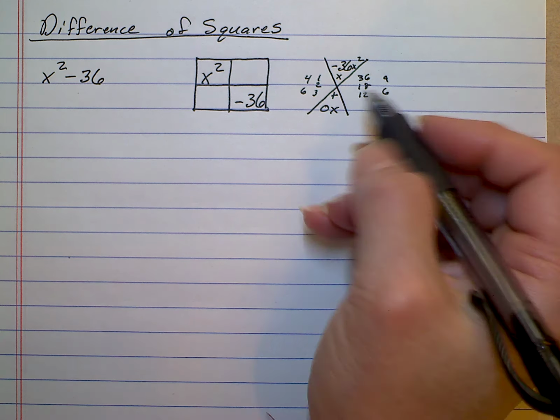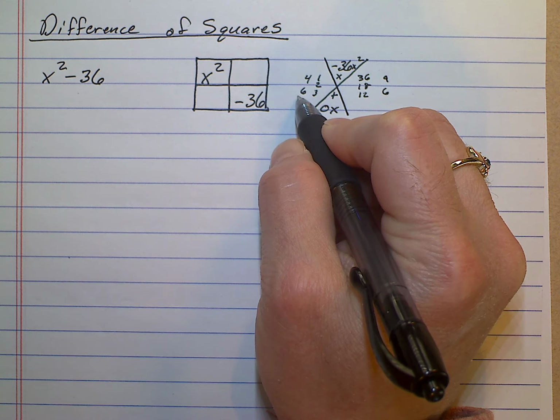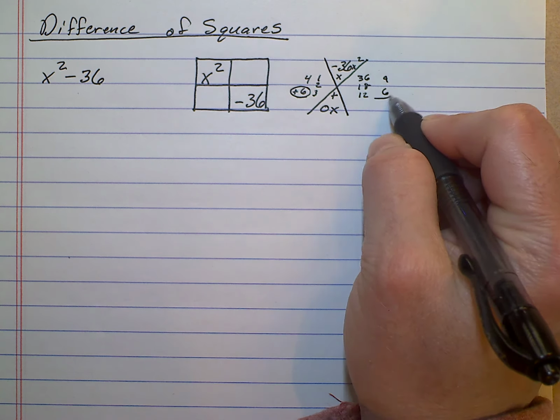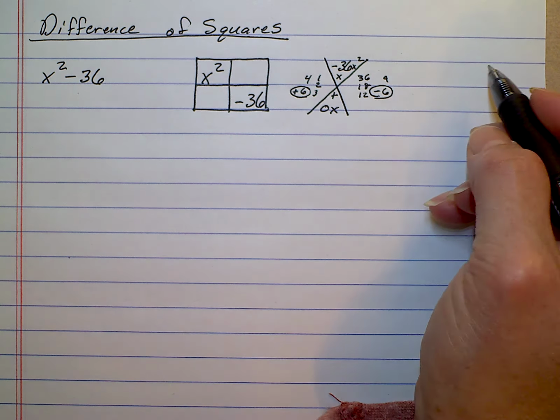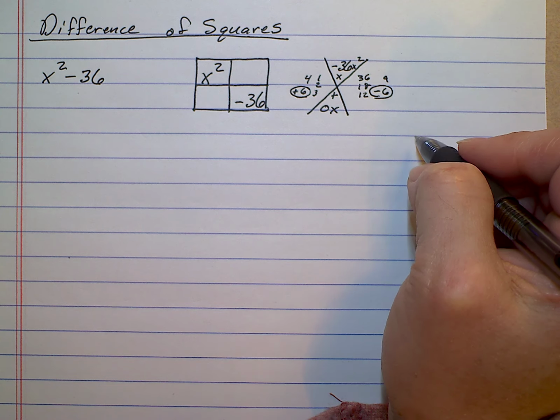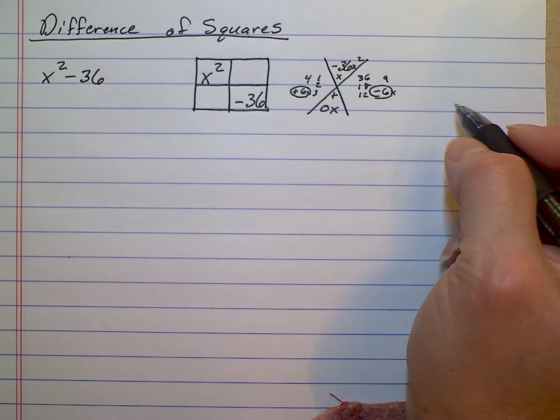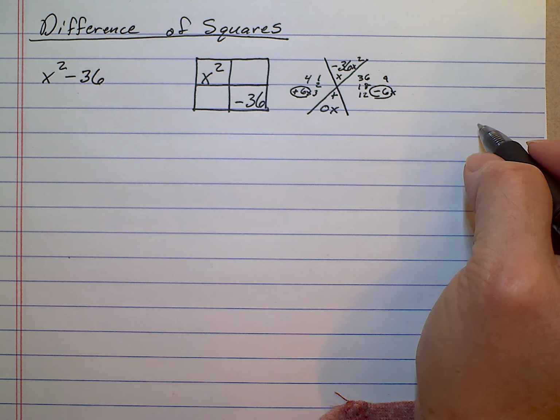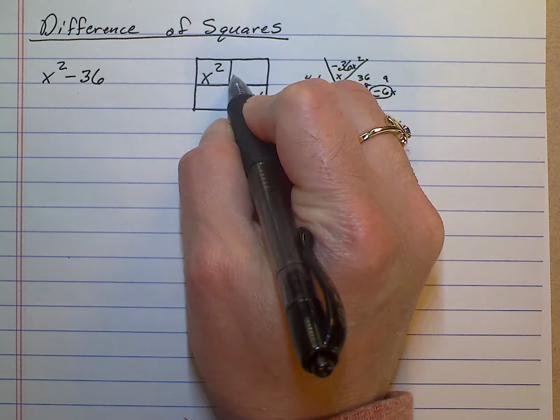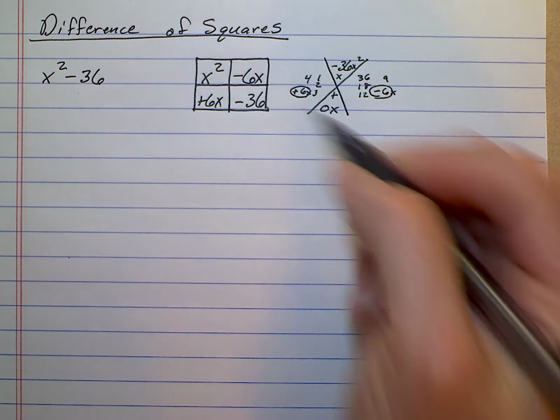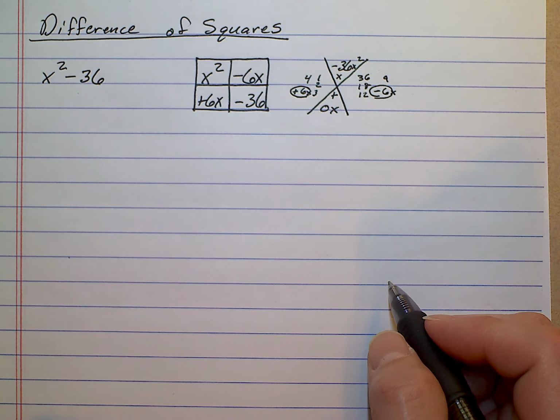Wait a minute. Look at that. If I take positive 6 and negative 6 and add them together, they will equal 0. And so I just need them both to have an x with them. So I get 0x and I'm in business. So we're going to put negative 6x and positive 6x in the two boxes.